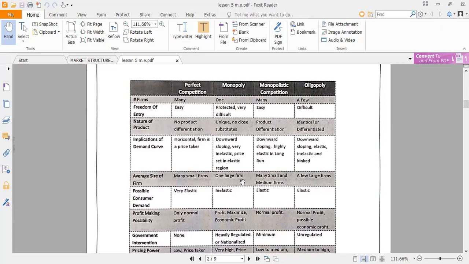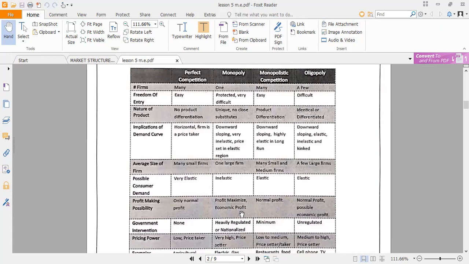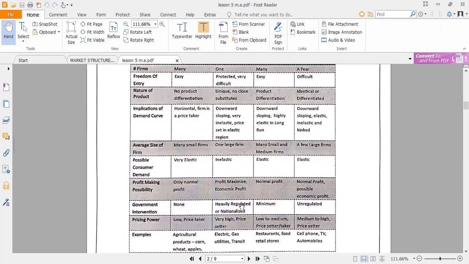The average size of these firms is large and demand is inelastic, and they make what are called abnormal profits in the short run. This kind of market structure is heavily regulated by government, if not in many cases nationalized. They have high pricing power. They're price setters. They determine how much. By the way, we are aware that prices of Zesco will go up anytime soon. Examples are electric, gas, utility, and transit companies.